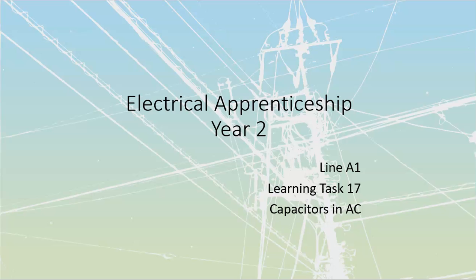All right, line A1, learning task 17. We're going to take a look at capacitors in AC. And as we said with the inductors in AC, we need to be very careful about the way we look at these circuits. If we are dealing with AC, there's going to be some similarities. We're still going to use our base theory to analyze them, but there's going to be a different reaction that's going to happen.